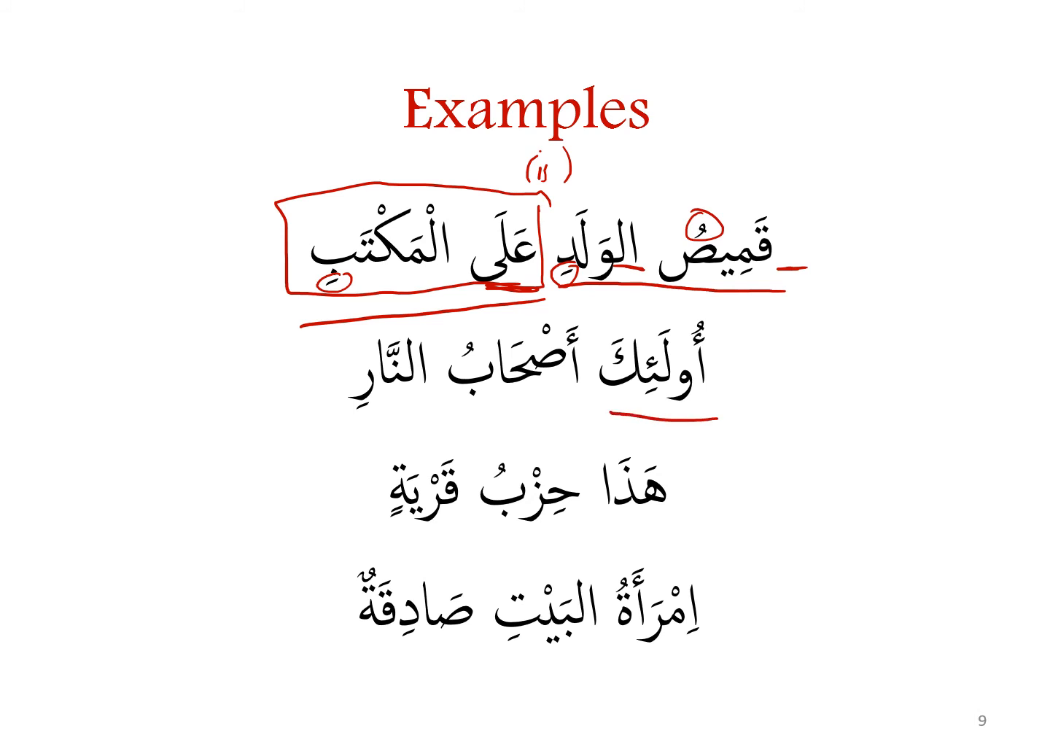Ulaika, so plural ism ishara, ashabun nar, a common Idhafa phrase in the Quran. Ashab literally means companions. They are, or those are, the companions of the fire. There's an Idhafa phrase here because no alif lam, no tanween, and a kasra here. And this is definite, so it becomes the companions of the fire.